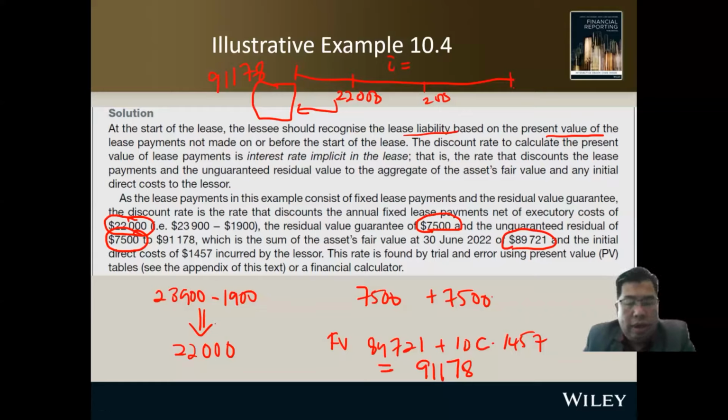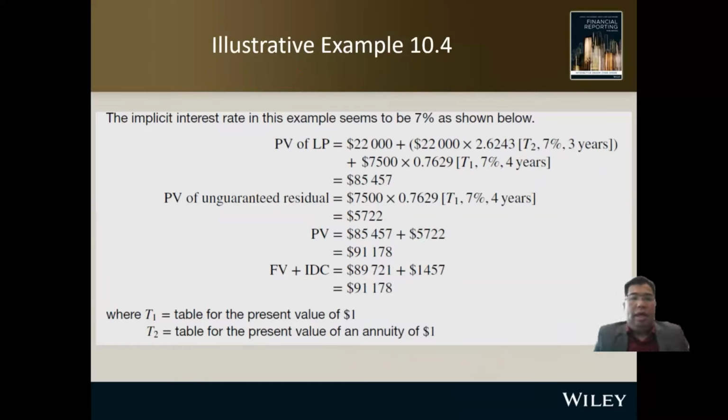If you learned it during your business math, you can work it in reverse, and it will give you the implicit interest rate. In this question, it gives you that the implicit interest rate is 7%. In your exam later on, I'll give you the implicit interest rate, so you don't have to come up with the calculation of the interest rate. Let me show you how to calculate the present value of the lease payment.